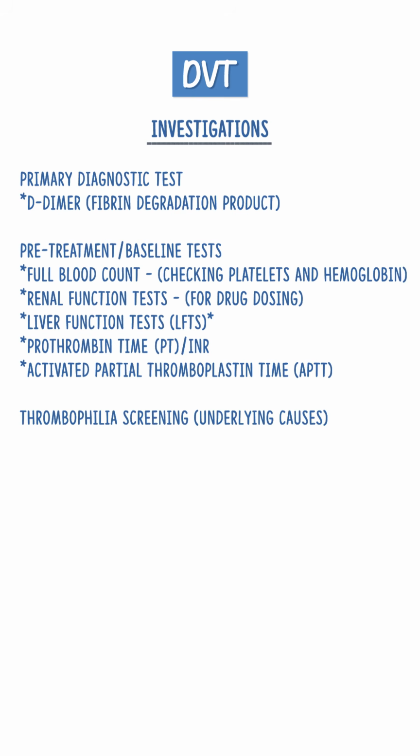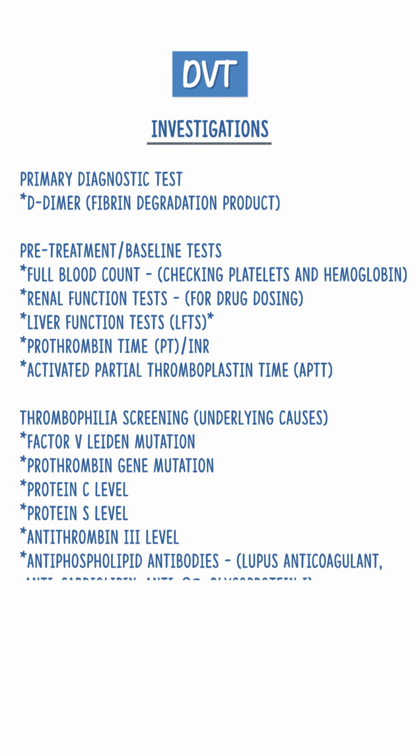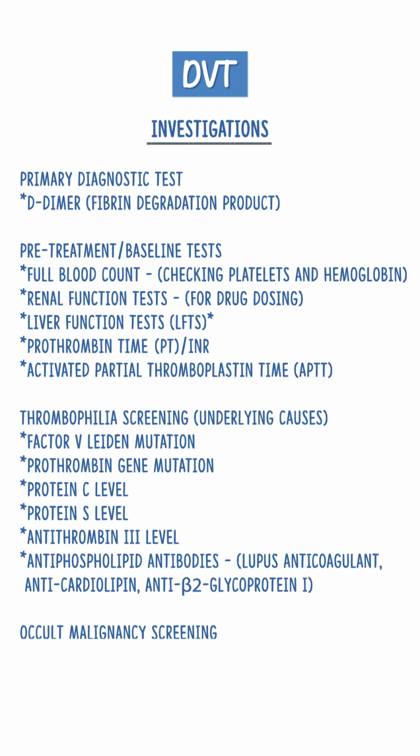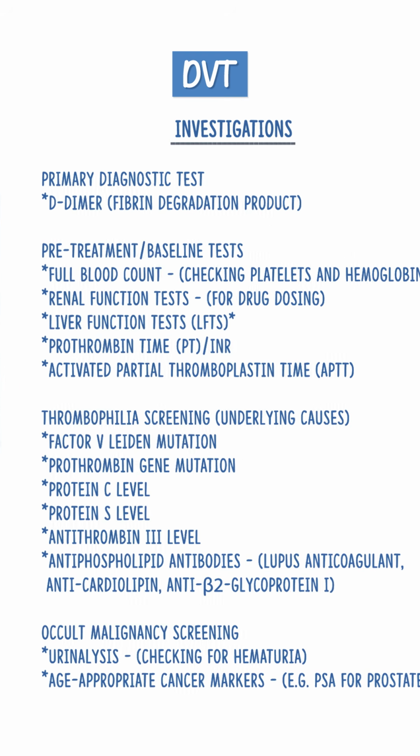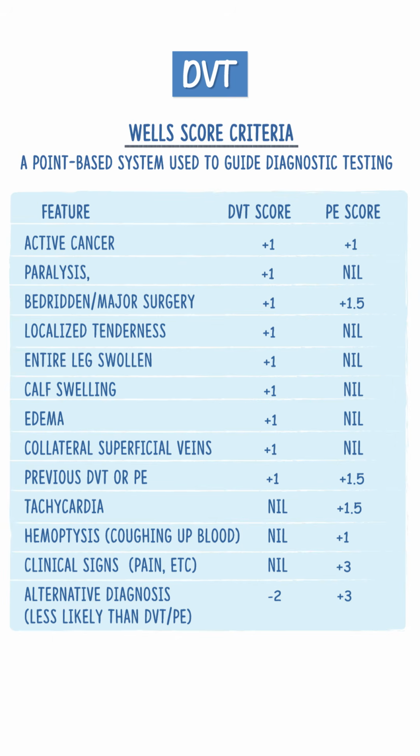For patients with unprovoked or recurrent clots, a thrombophilia screen is conducted to check for genetic or acquired issues such as factor V Leiden. Finally, basic screening for underlying malignancy may be performed, as cancer is a known driver of hypercoagulability. The Wells score for DVT is a point-based system used to guide diagnostic testing based on clinical features like active cancer, immobilization, and localized swelling.